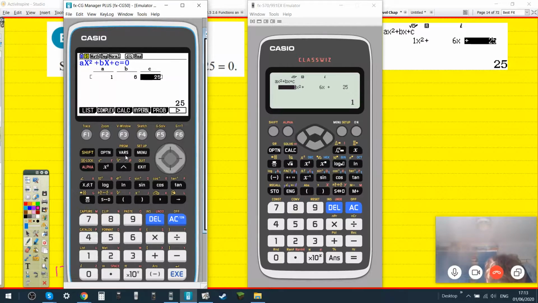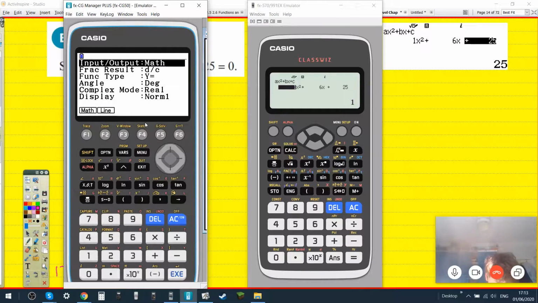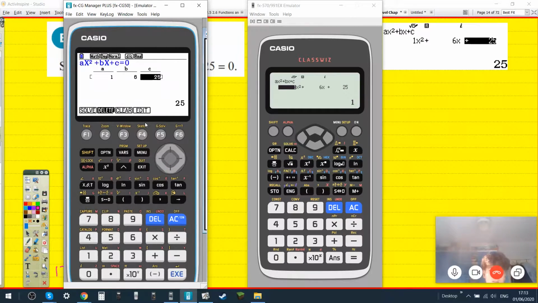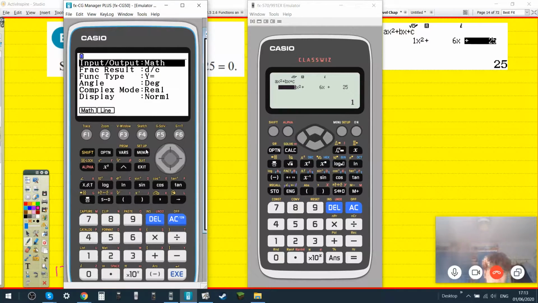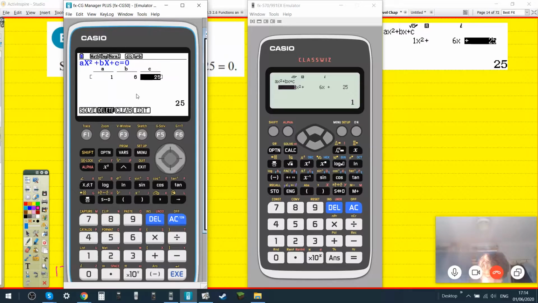Shift, setup. Oh yeah. Have to go shift, setup. Change real to imaginary, is it? And then A plus Bi, I'm guessing. That sounds right. Now let's try it. Yeah, rock and roll, it worked. Okay.